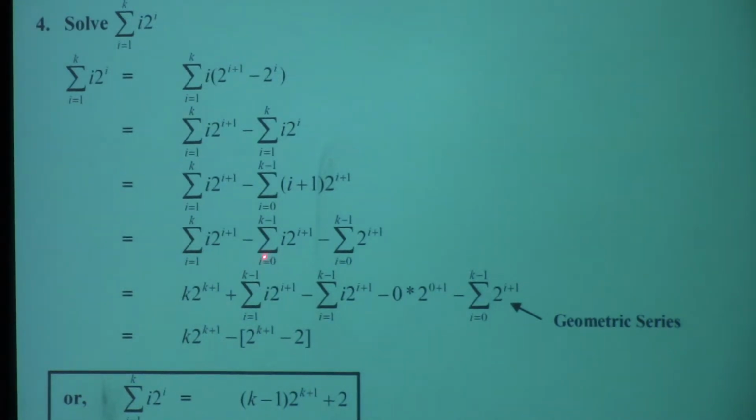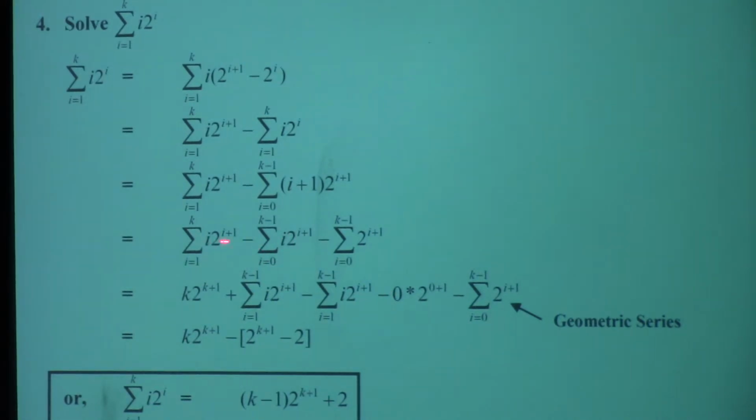So that means the 1 maps to this 1. And what do they have the same on top? They both end at k minus 1. So the only thing that's not going to get subtracted is the k from this term and the 0 from this term. The 0 from this term will be 0. Why? Because it's 0 times whatever.